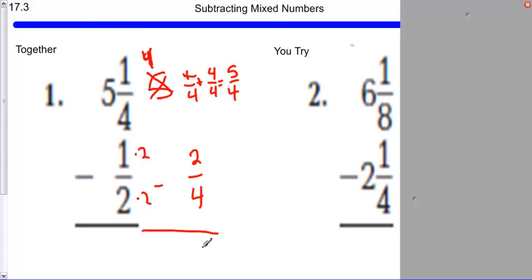Now I can subtract. 5 minus 2 is 3. My denominator stays the same. 4 minus 0 is 4. So 5 and 1/4 minus 1/2 is 4 and 3/4. So go ahead and give the video a pause, and let's do the U-try.